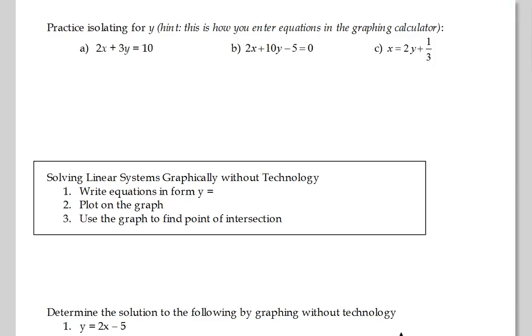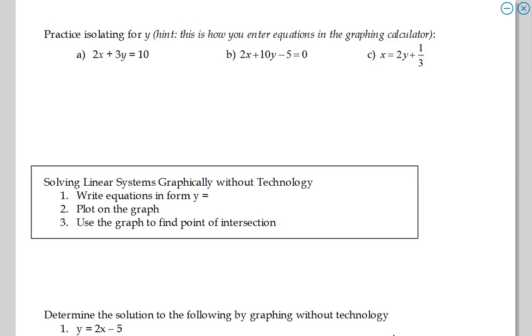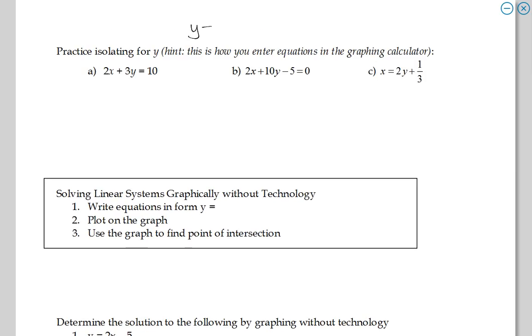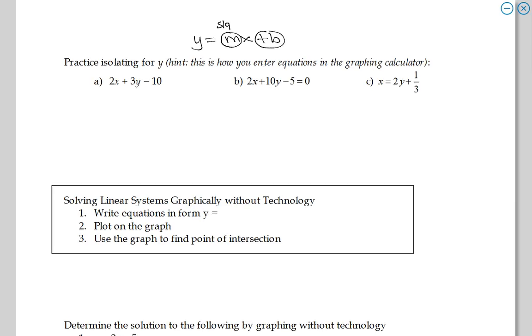So this first section is a bit of a warm-up. Just going to be a little bit of a review for isolating into the y equals mx plus b format. This is the format that we want to be in, so we can easily graph. We can easily identify slope and easily identify y-intercept. Okay, so isolating y. That means we want y by itself.